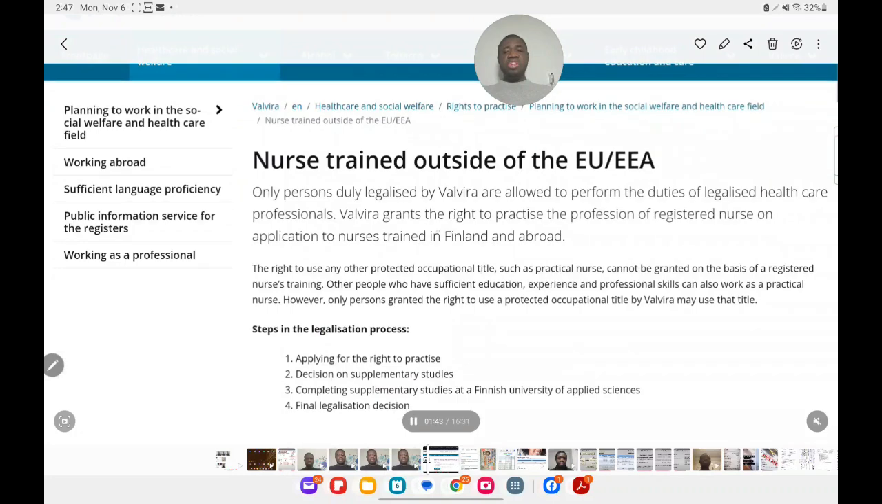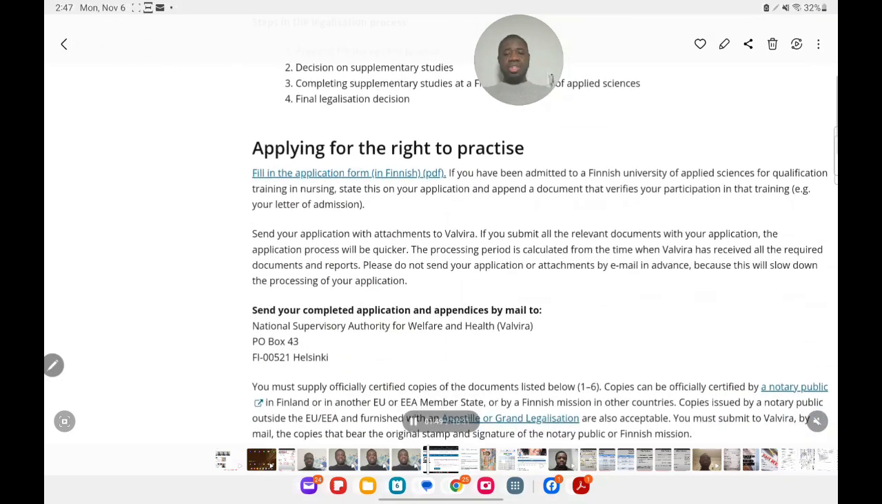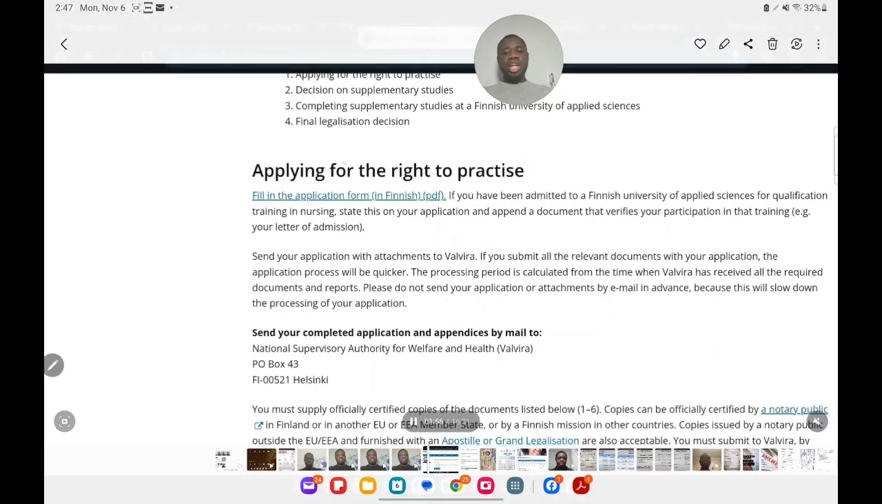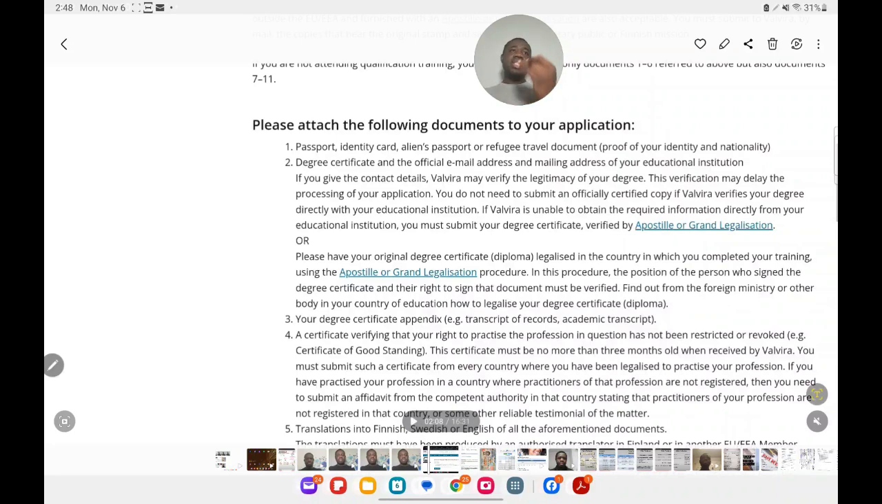These are the information for nurses who are trained outside of the EU or EEA. It also tells you about the right you have to practice in Finland. So you click on fill in the application form in Finnish PDF. The form is in PDF and is written in Finnish language, so you may not really understand the contents of the form except you understand Finnish, but that is not a problem. I have simplified everything for you. But before you click on the PDF form, you have to read the requirements first.